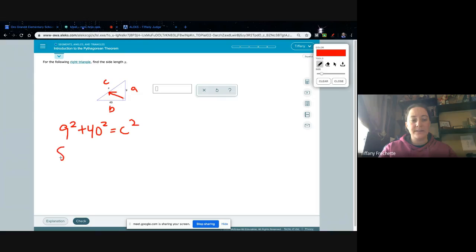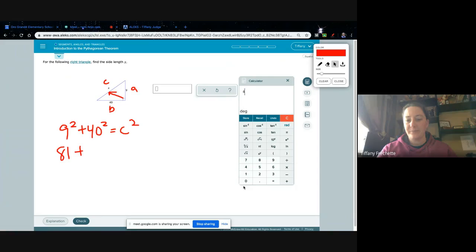So 9 squared is 81. 40 squared, I believe. Let's see, what is that going to be? Is it 160? Let's make sure real quick. No, it's bigger than 160. 40 squared equals 1600. I forgot my 0. There are 2 zeros in that one. 1600. Because there's a 40 and a 40. So I said 160. I forgot my second 0 there when I did that mentally. So you can always make sure in a calculator. Not a big deal. All right, so we're going to add these two together.